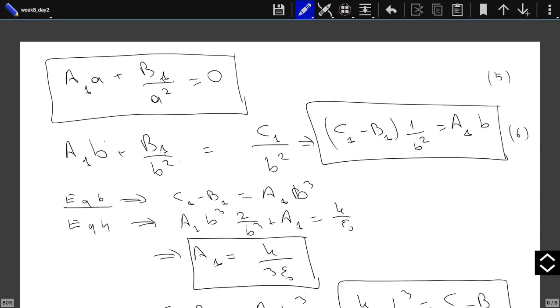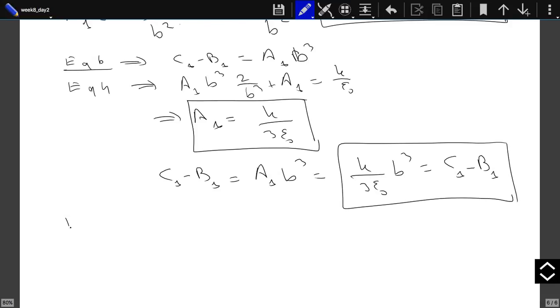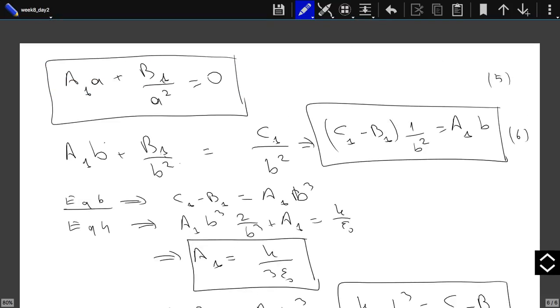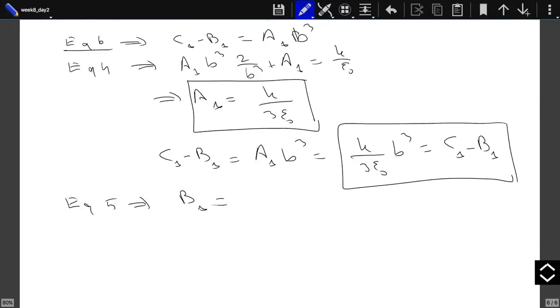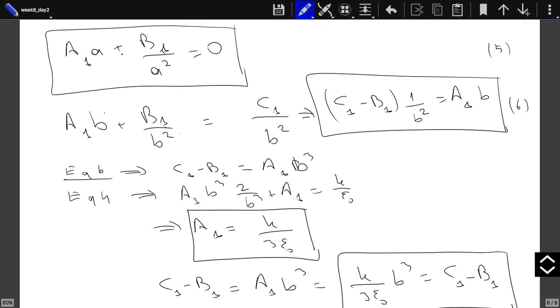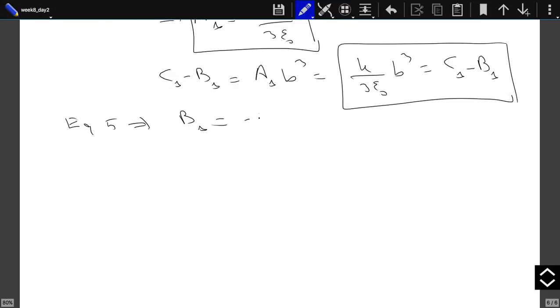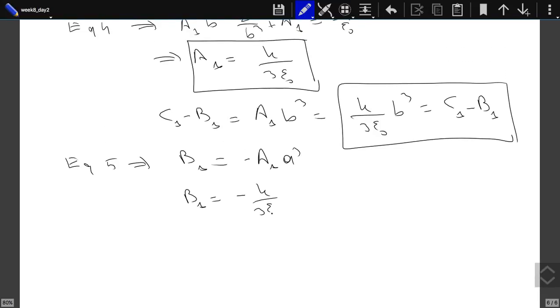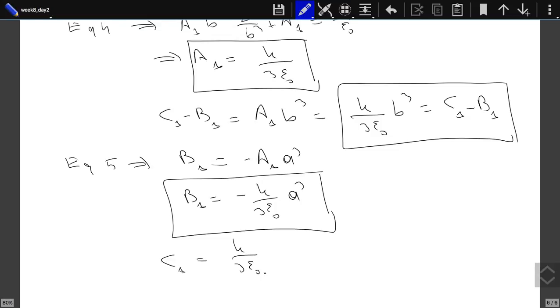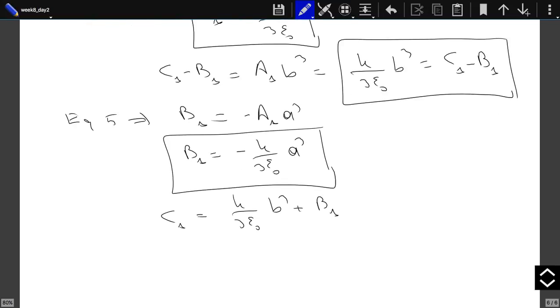Now we still have one more equation to satisfy, equation 5. I know that B1 should be equal to minus A1 times A cubed. So B1 is equal to minus K over 3 epsilon 0 times A cubed. So this is our B1. C1 is equal to K over 3 epsilon 0 times B cubed plus B1. You see I have that equation over here. This is the one I will be using. C1 is just this factor plus B1. We had already determined B1. This is K over 3 epsilon 0 times B cubed minus A cubed.